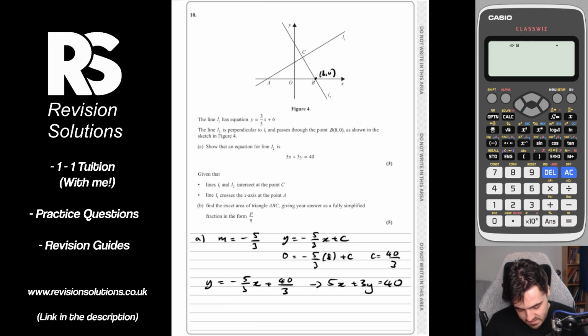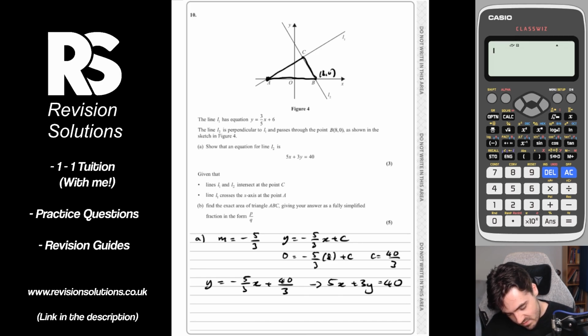Good. Then it says, given that lines L1 and L2 intersect at point C here, line L1 crosses the x-axis at point A. Find the exact area of the triangle ABC, giving your answer as a fully simplified fraction in the form P over Q. So that's this triangle here, where we're going to need to find the coordinates of A and C to work out the base and the height of our triangle. So let's start by finding A.